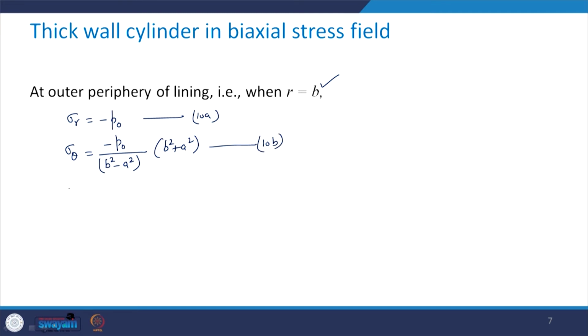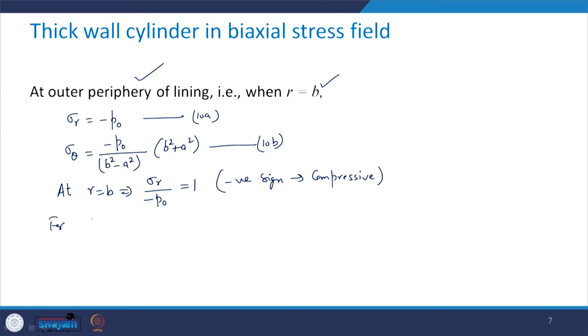Now, at r equal to b, that means at the outer periphery of the lining, your sigma r upon minus P naught is equal to 1. Negative sign, once again, what is it? This is compressive in nature.